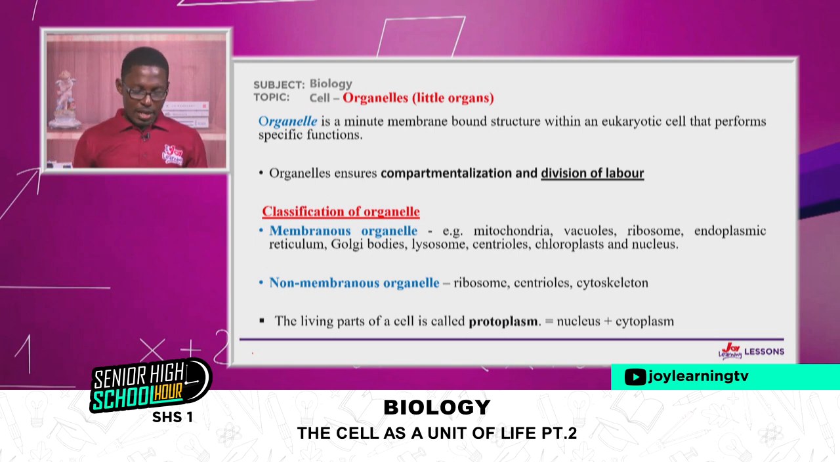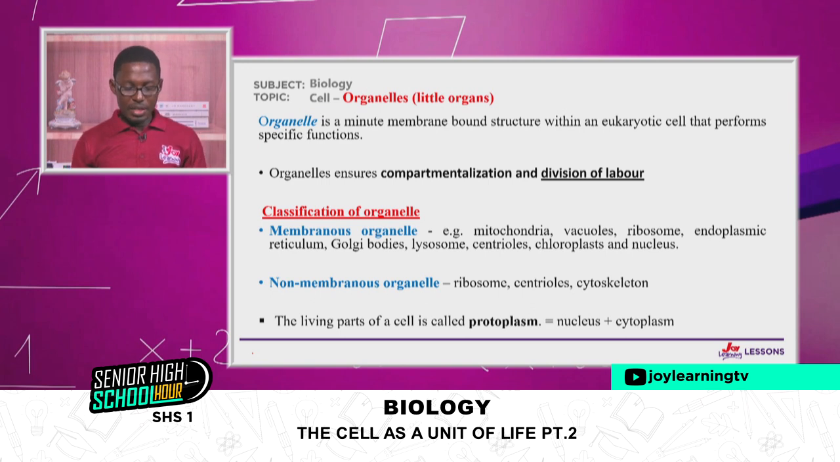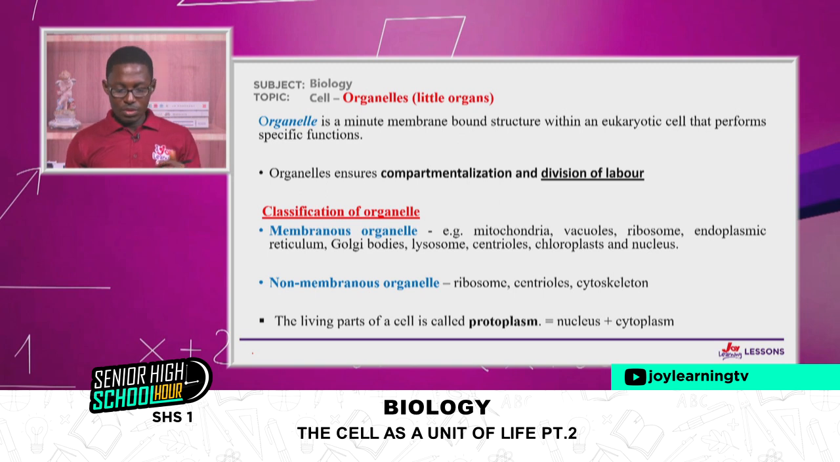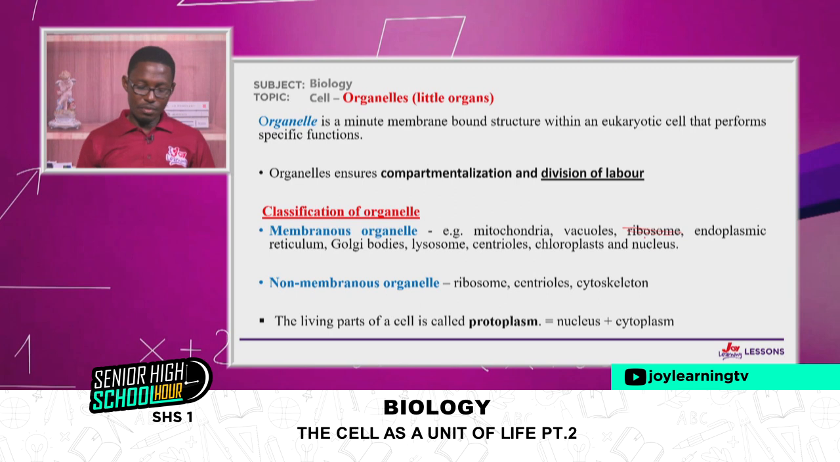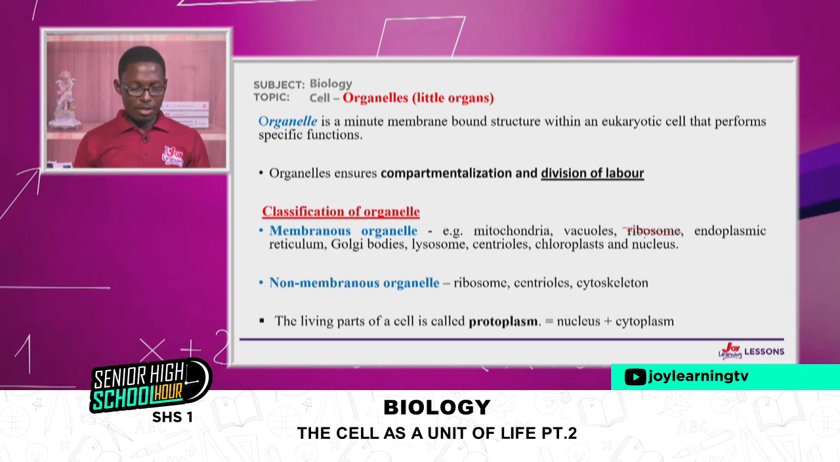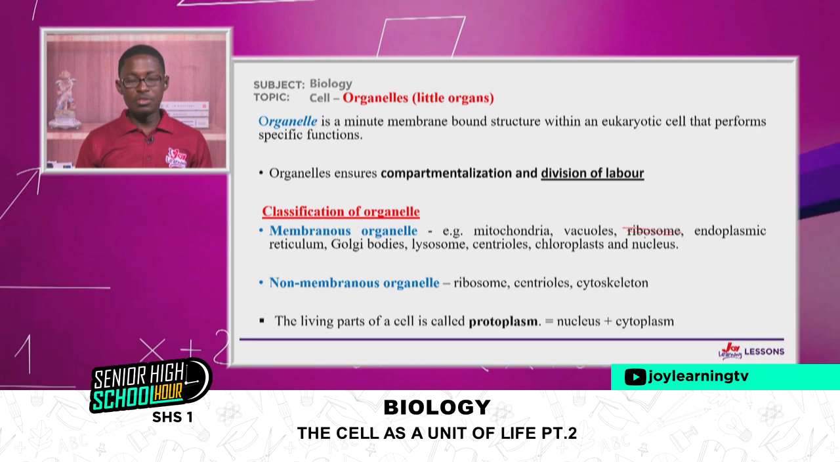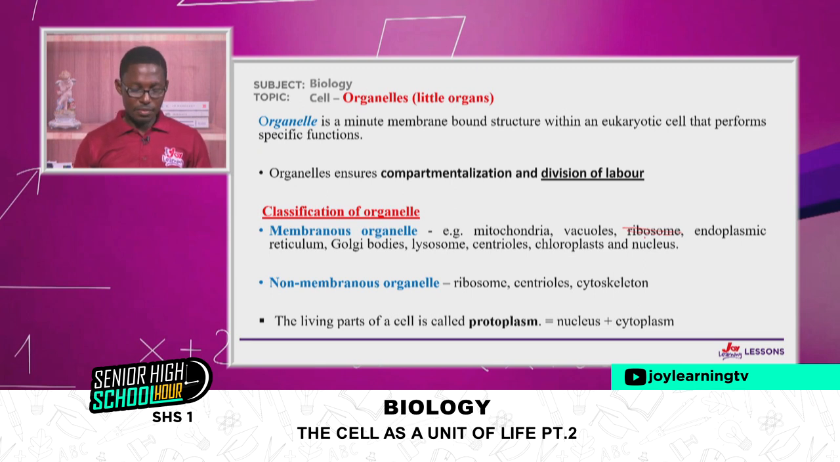So organelles with membranes are mitochondria, vacuole, ribosomes. Sorry, let me cancel. Ribosomes do not have membranes around them. Endoplasmic reticulum, Golgi, lysosome, centrioles, chloroplast, and nucleus. The non-membrane ones are ribosomes, centrioles, and cytoskeleton.